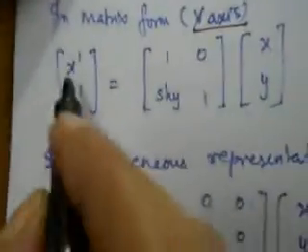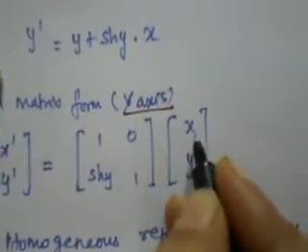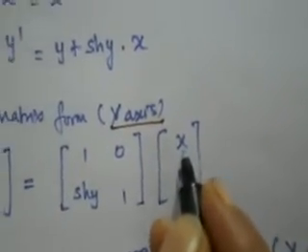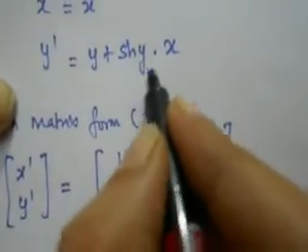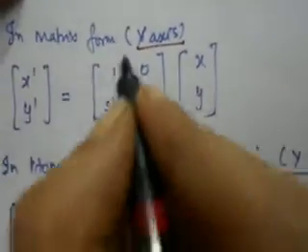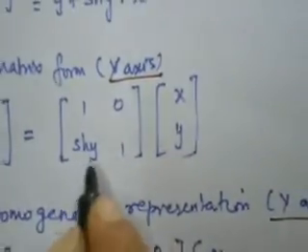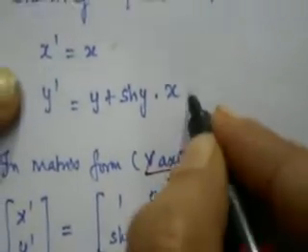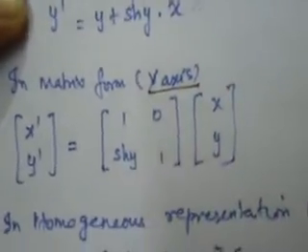In matrix form, let's write x dash, y dash. Here x is 1, so the remaining entry we put is 0. Here we have written the old point x as it is. Here y as a 1. Here shy is the shearing parameter, and here we are writing y. Let's cross verify: 1 into x is x, 0 into y is 0, so we obtain the x dash. Now x into shy plus 1 into y, so y dash is also obtained.